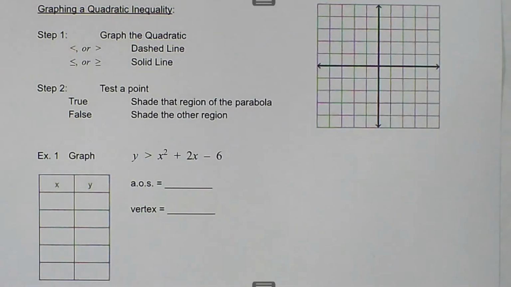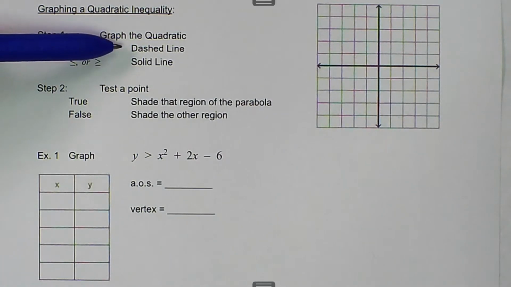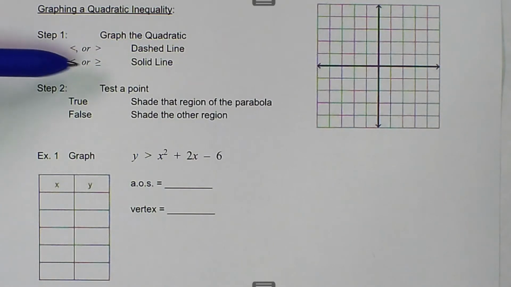When we're graphing, there are two steps that we want to pay attention to. Step number one, graph the quadratic. Remember, if there's no equal sign, so we have less than or greater than, we use a dashed line to represent the quadratic. If the equal sign is there, then we'll use a solid line.